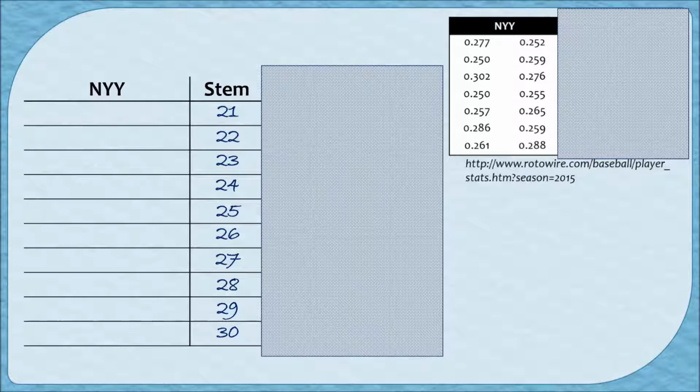So for example, the first value in the dataset is a 0.277. So this will have a stem of 27 with a leaf of 7. So I go down to where the stem is 27 and I just write a leaf of 7. The next value in the Yankees dataset is 0.250. So I go to where the stem is a 25 and I write the leaf of a 0.